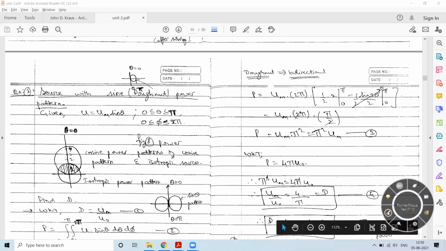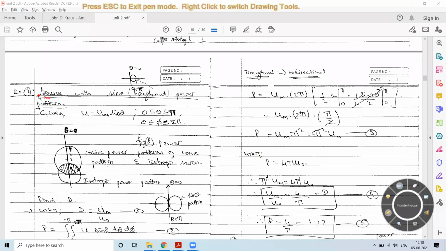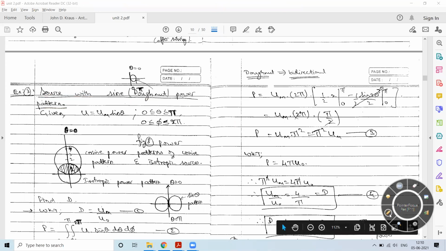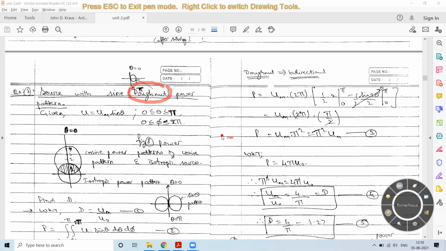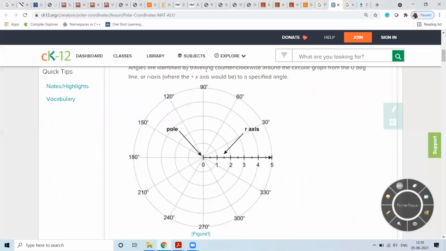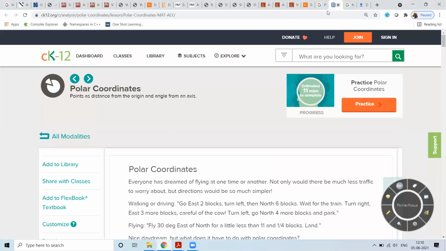Next we have two other conditions, and I'll give you a hint of how to go ahead. Here we have a source with a sine power pattern. Sometimes, instead of bidirectional, we can specify that the pattern is donut shaped. If you look at the pattern in 3 dimensions.